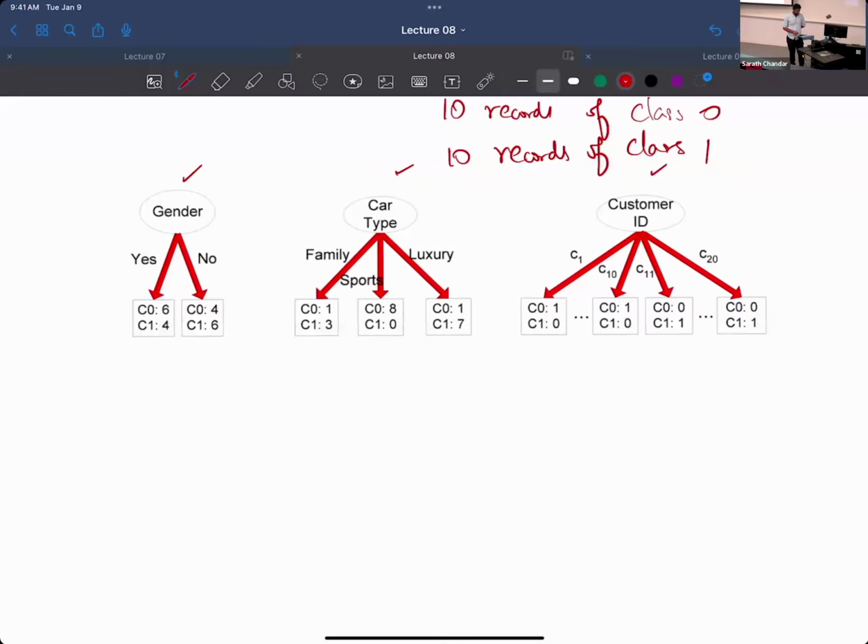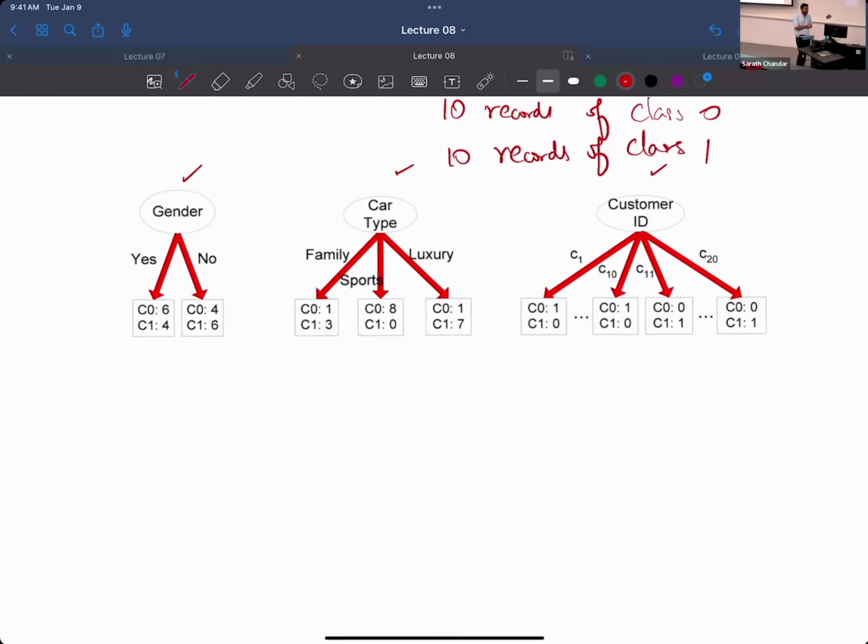Gender. Anything else? I'd say car type. Car type. Okay, so what's your answer? It's car type. There are a couple of car types and one gender. Any other answers? So why not customer ID? Anyone think customer ID is a good way to split? Why not?